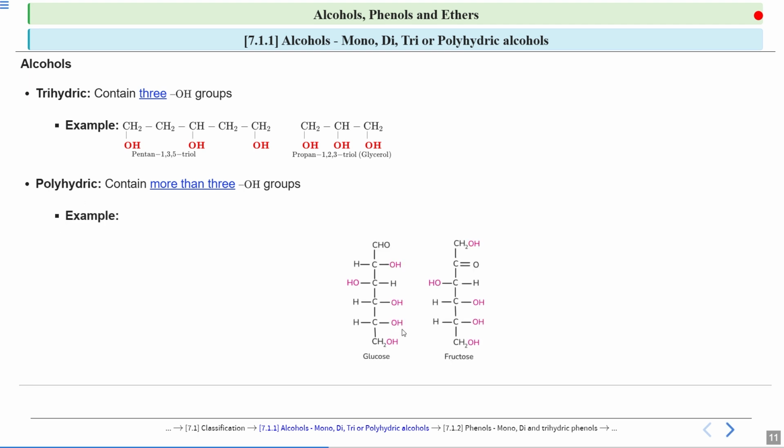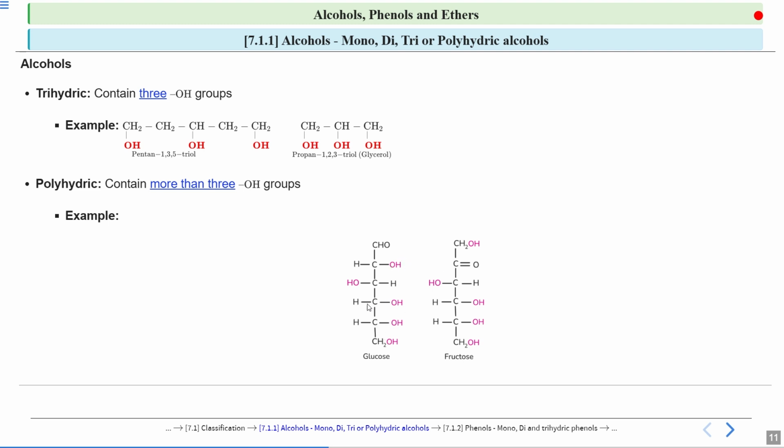So for example, very famous, glucose and fructose, right? We study them in the biomolecules chapter. In the upcoming lectures, we will also study them in detail. So glucose, you can see this structure. This is the open chain structure of glucose, and this is for fructose.